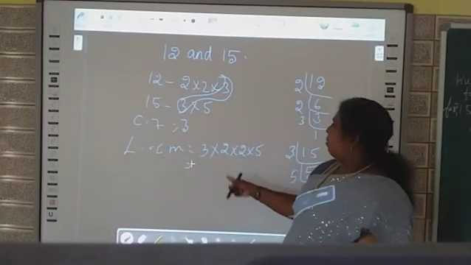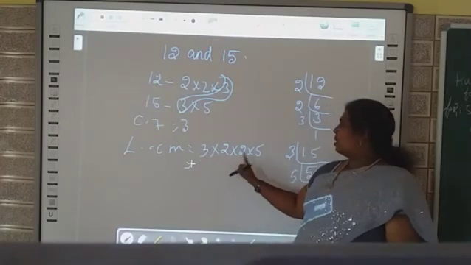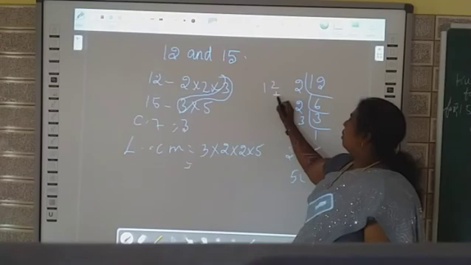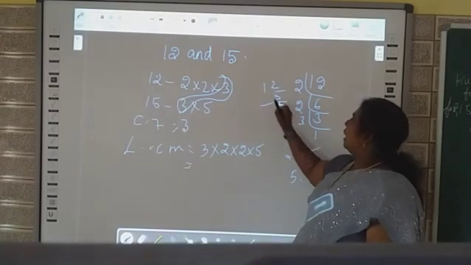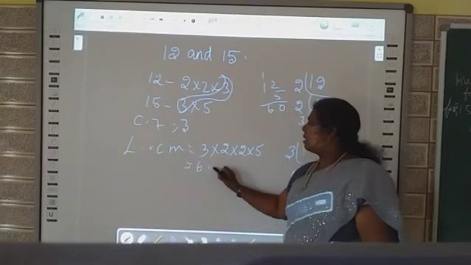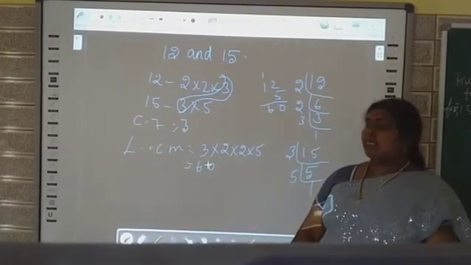Yes. Now you multiply: 3 times 2 is 6. 6 times 2 is how much? 12. 12 into 5. 12 into 5 means 5 times 2 is 10, carry 1. 5 1s are 5, 5 plus 1 is 6. So the answer is 60. Answer is how much? 60.